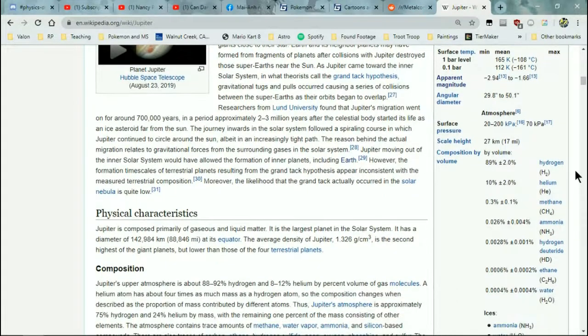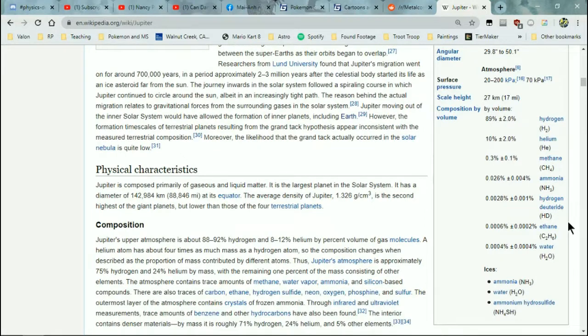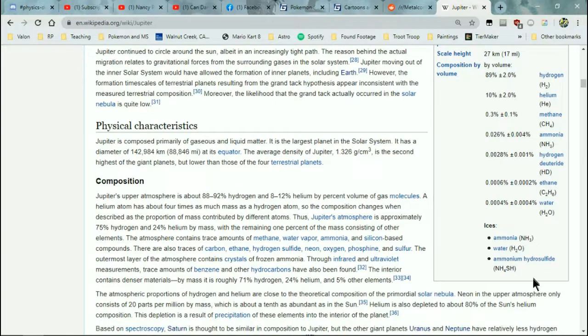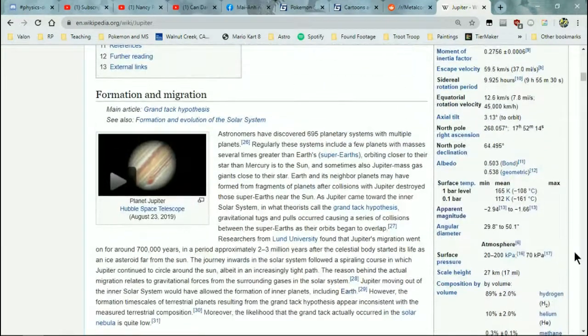Okay. Yeah, hydrogen, helium. Okay, that's fairly expected. And then methane, ammonia, hydrogen deuteride. That's deuterium, actually. Ethane, a little bit of water vapor. Some ammonia ice, water ice, ammonium hydrosulfide ice. So a lot of weird stuff in here.